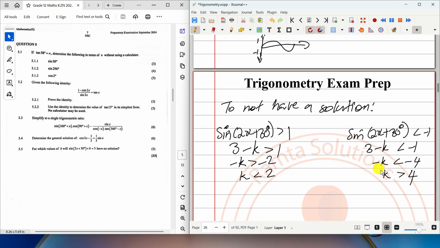So this is when this equation will not have a solution. If k is less than 2, it will not have a solution, or if k is greater than 4, it will not have a solution. Okay. All right. Now, check this out.